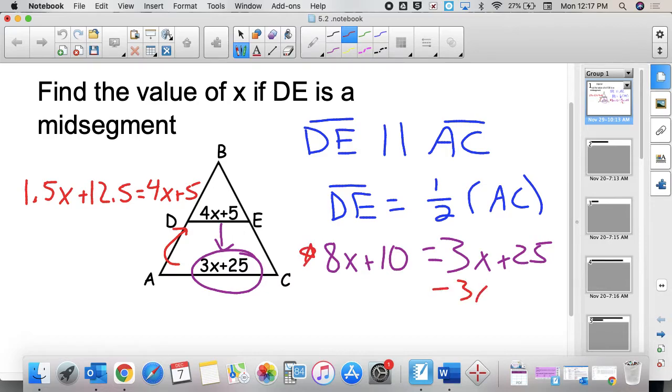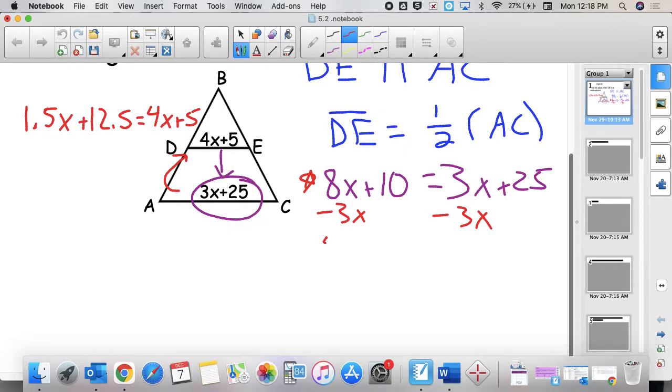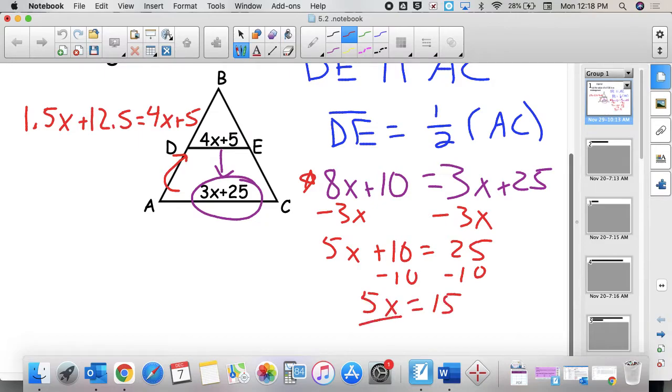So we subtract 3x from both sides, giving me 5x plus 10 equals 25. Subtract 10 from both sides, gives us 5x equals 15. And we divide by 5, giving us x equals 3.